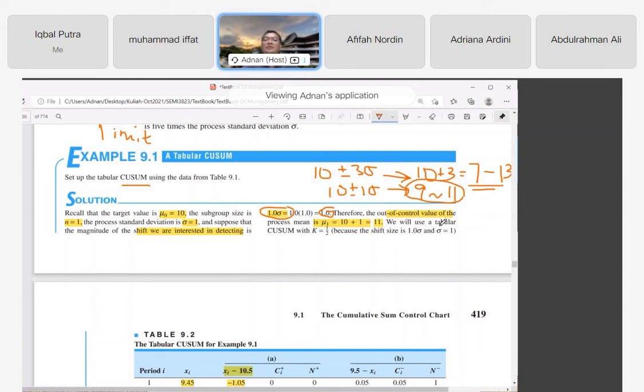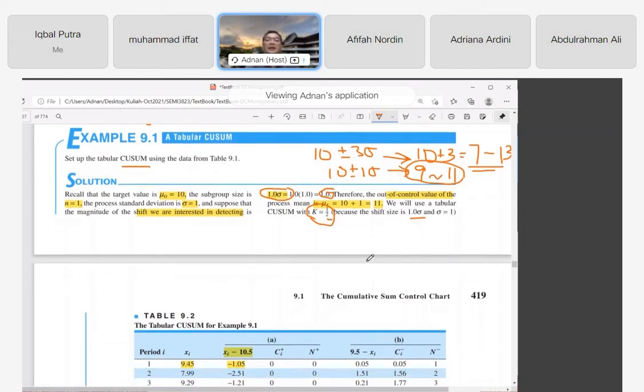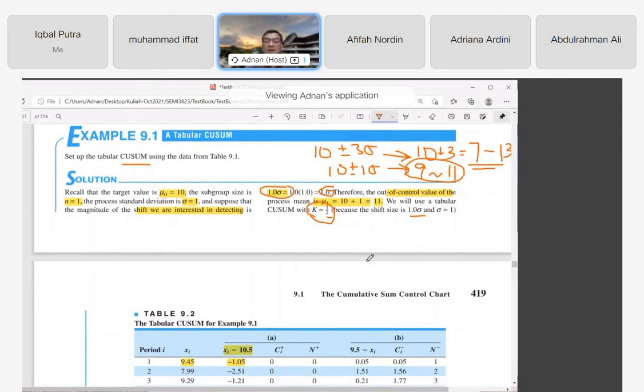So we will use a tabular CUSUM, which is K equal to half. Why K equal to half? Because if the shift is 1 sigma, K will be half. That is the theory. If you want to detect 1 sigma, K will equal to half. If you want to detect 2 sigma, K will be equal to 1.